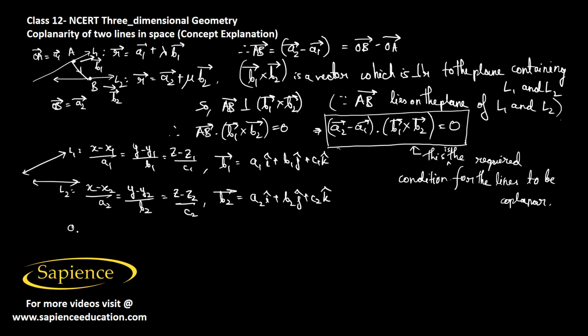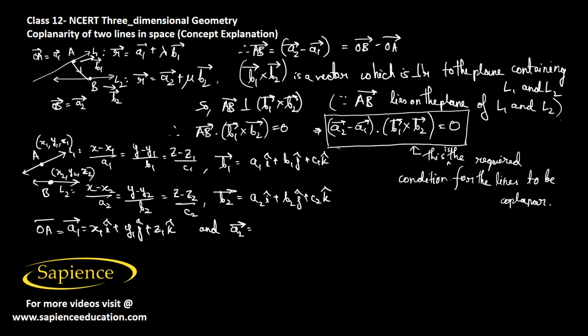So now a1 vector is the position vector of the point A on the line L1, which is given as (x1, y1, z1), and a2 vector is the position vector of the point B on the line L2, which is (x2, y2, z2). So therefore a1 vector is x1 i cap plus y1 j cap plus z1 k cap, and a2 vector will be given as x2 i cap plus y2 j cap plus z2 k cap.